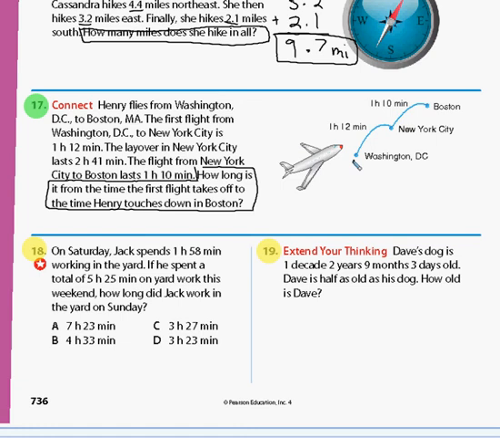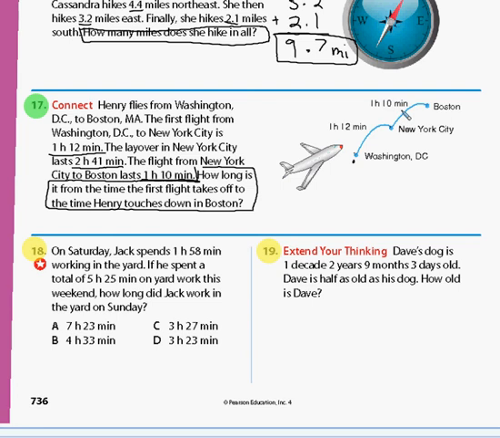The first flight from Washington, D.C. to New York City is 1 hour and 12 minutes. So that's 1 hour and 12 minutes, and that matches this flight right here. Then the layover in New York City lasts for 2 hours and 41 minutes. So that doesn't show in the table or in the picture right there. And the flight from New York City to Boston lasts 1 hour and 10 minutes, and that shows right there.